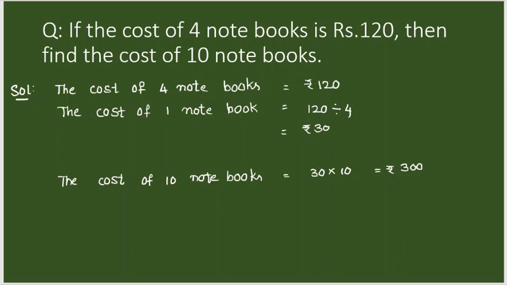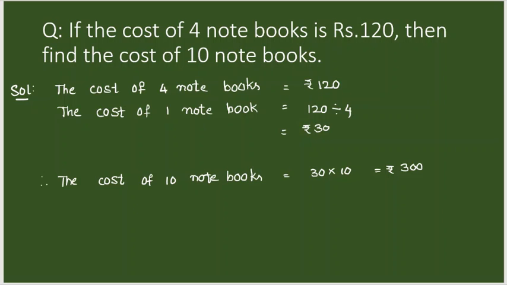So this is called unitary method. First we have to find the value of one unit. From that we have to find the value of required number of units. So unit stands for 1. First we have to find the value of one unit. Then we have to find the value of required number of units.